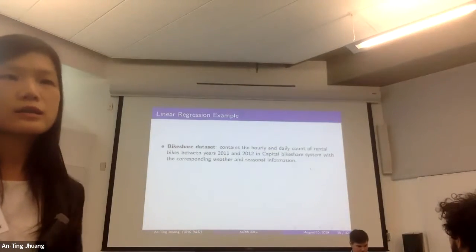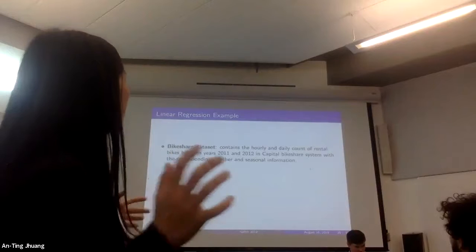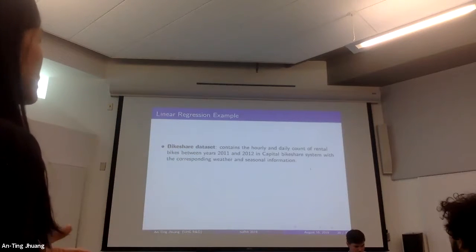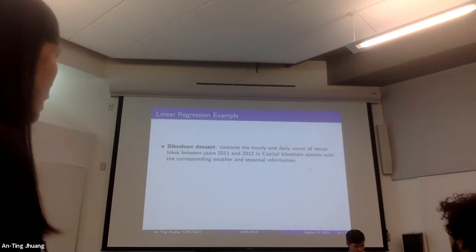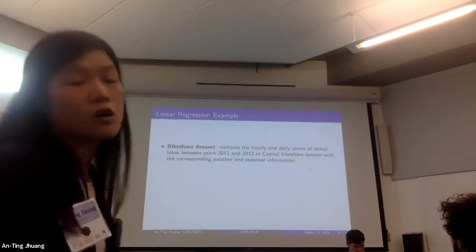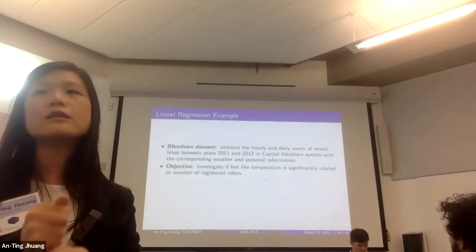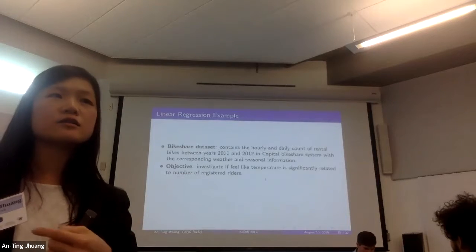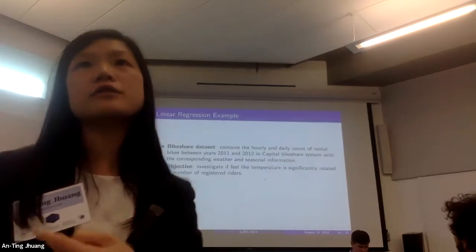Great. Okay. So the last example we will review is the bike share data set. It records the daily and hourly count of rental bikes between the 2 years in the Capital Bikeshare system. It also has some weather and seasonal information. So our objective here is to decide if feeling-like temperature is related to the number of registered riders.